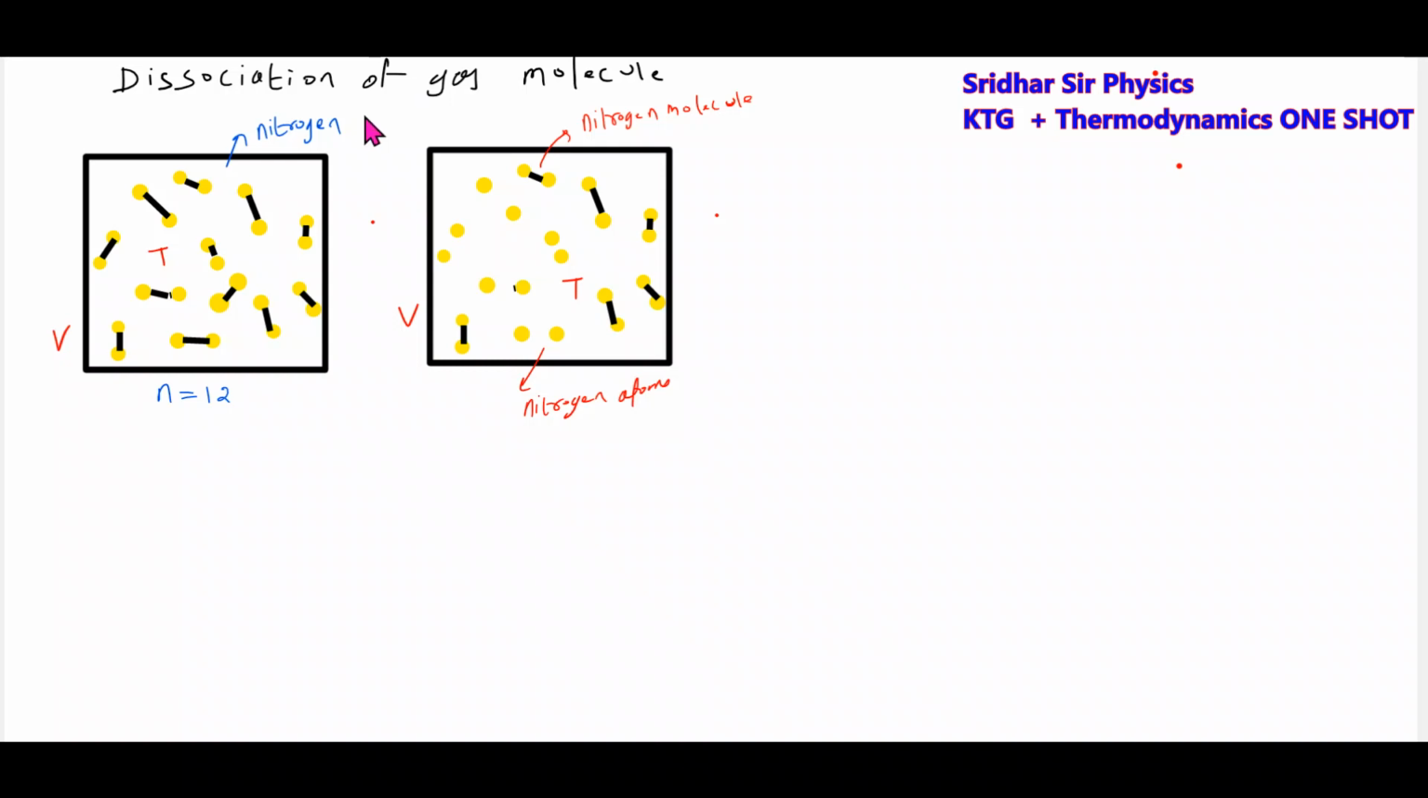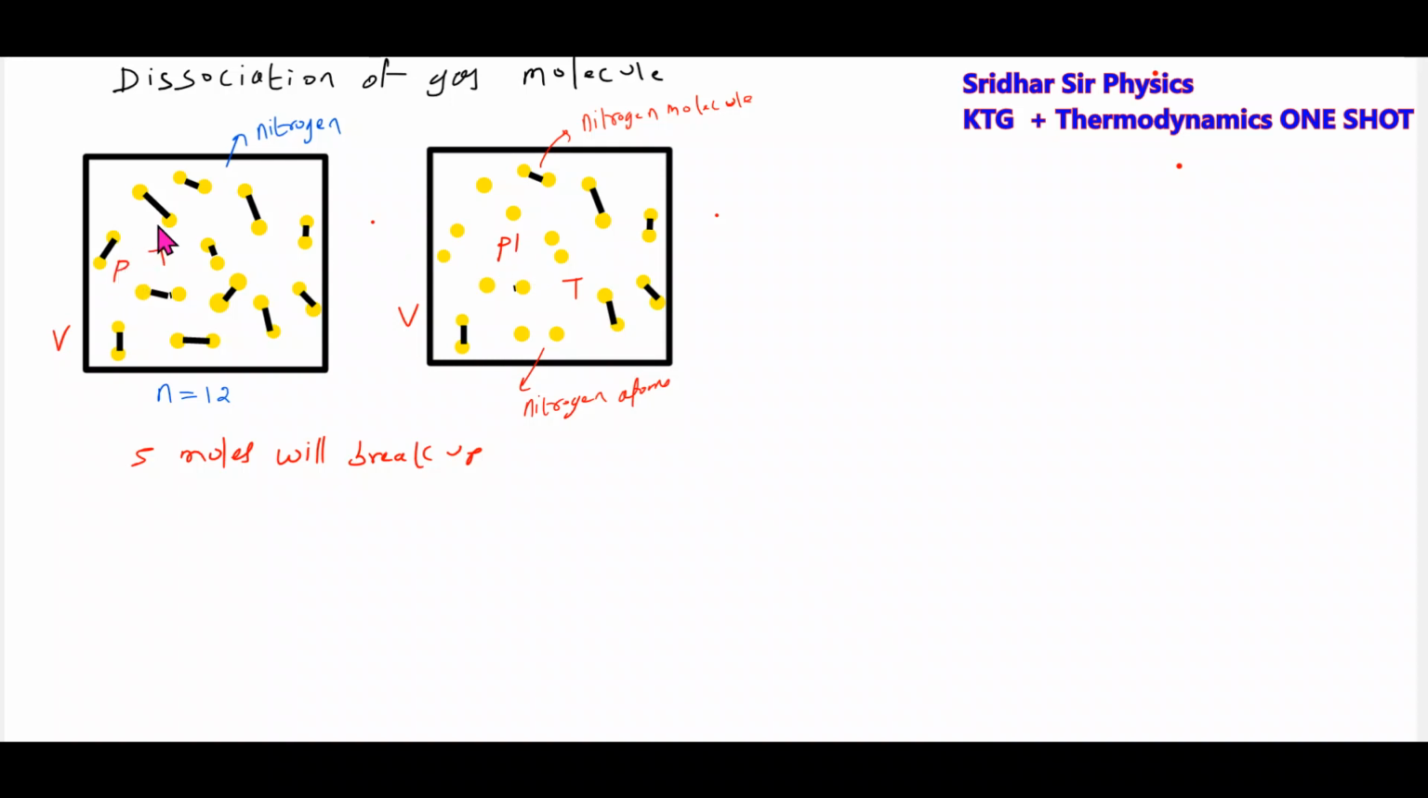Okay kids, we'll continue with the dissociation of gas molecules. There are 12 moles of nitrogen gas filled up in this vessel. It's a diatomic gas. Then 5 moles will break up. Break up means dissociates. Then what will happen to the new pressure?